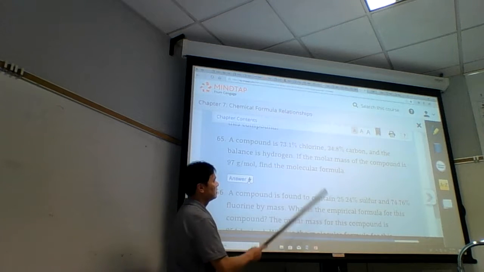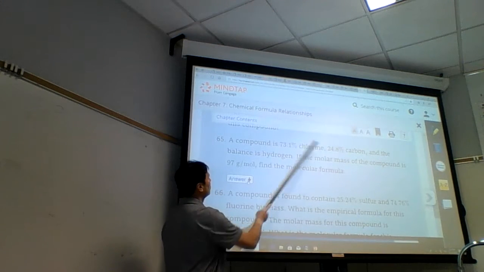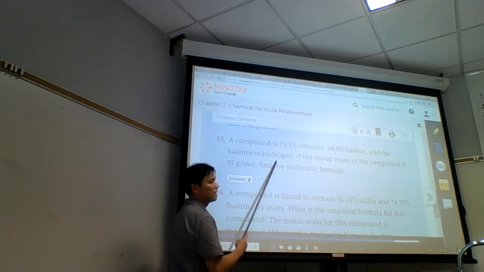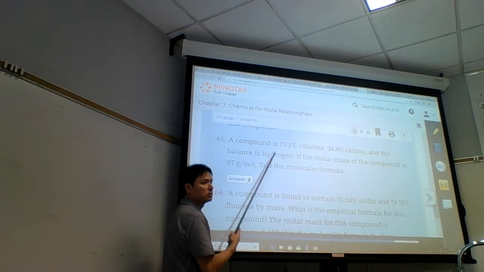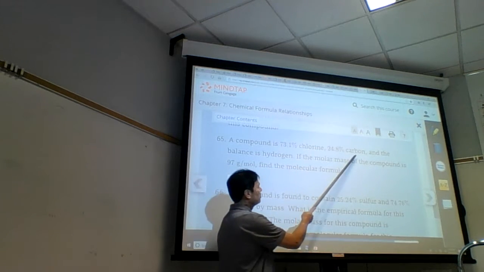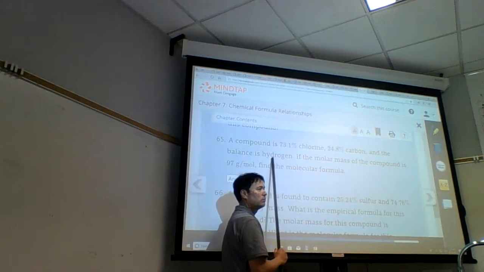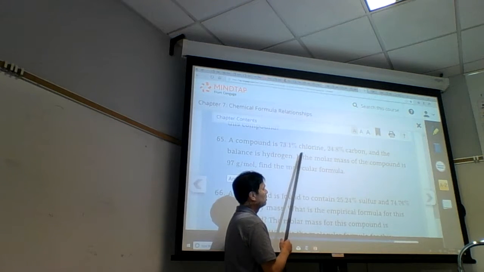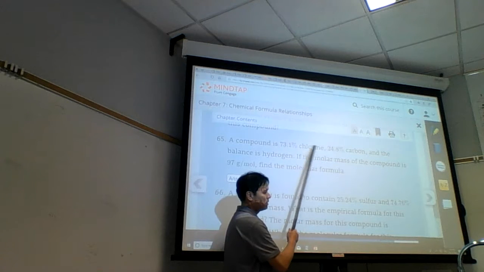What they mean by this is a compound of chlorine, carbon, and hydrogen. The chlorine, carbon, and hydrogen have to add up to 100%. This compound's only made up of 3 things. And so if we know how much chlorine and carbon we have, we can figure out how much hydrogen we have by figuring out the difference. It's got to add up to 100%, so it's going to be 100% minus those 2.